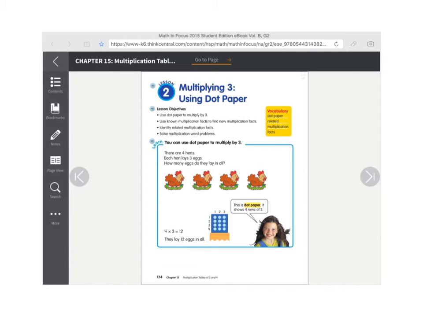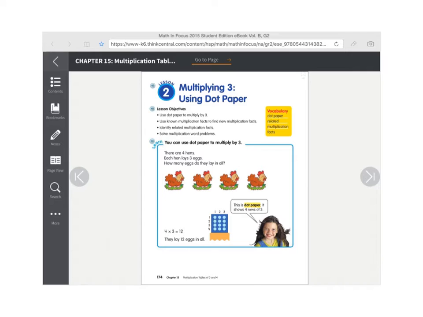So to help us go over this first problem, they give us this word problem here, and it says there are 4 hens. Each hen lays 3 eggs. How many eggs do they lay in all? So I can either look at this in an array form or in a picture form, because I'm still talking about a number of groups with some objects in each group. So they give us both for us to be able to see both. So I know that the number of hens are the number of groups. The number of eggs, 1, 2, 3, are the number in each group. So they help us out by putting it in an array as well.